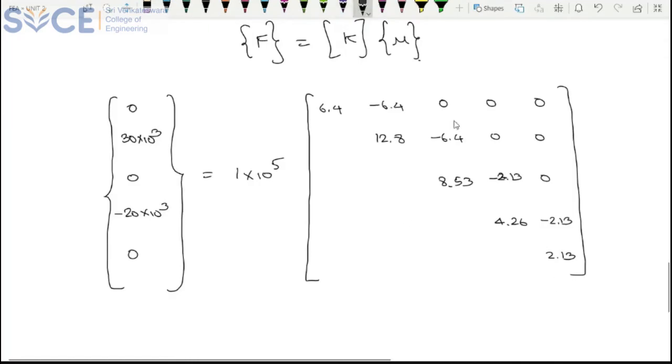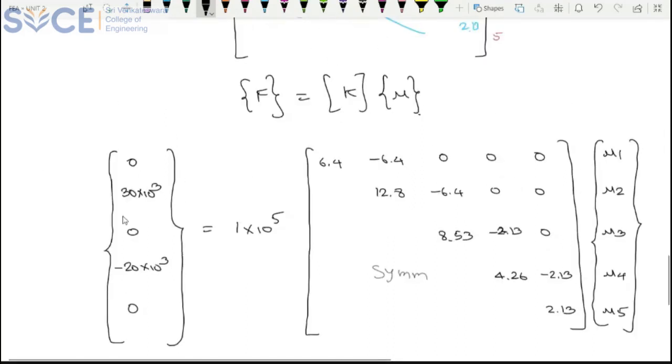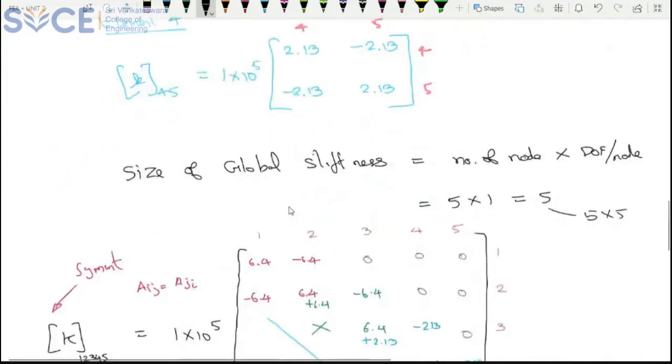So this part is symmetric. You can write it as symmetric. That's enough. So into your values of U1, U2, U3, U4, and U5 as my values. So I have mentioned what my data is. All the data I have assembled, everything is ready. The only thing is I have to apply my boundary conditions.